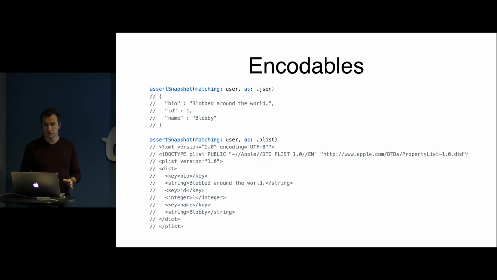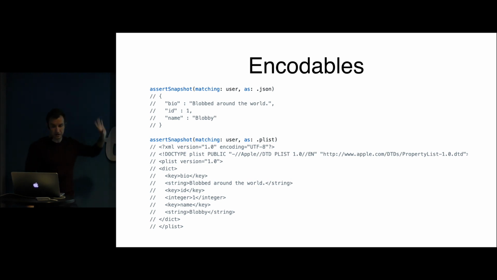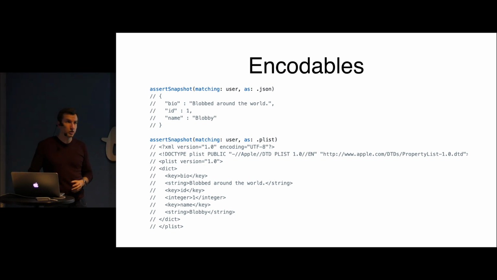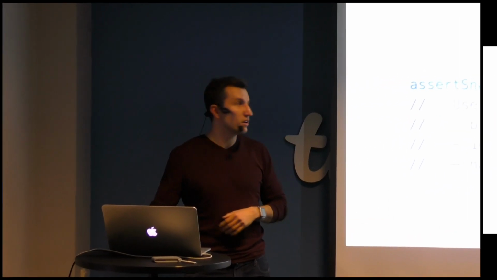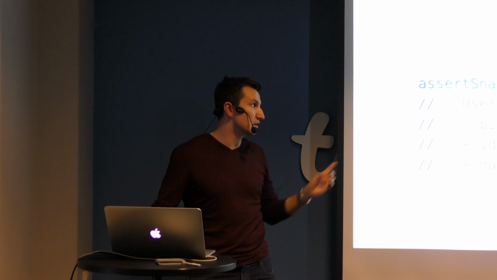Okay, so more things you can snapshot. You can actually snapshot anything. You can snapshot encodables and take snapshots of them as JSON or plists. Super simple, right? You just take any object and implement the Encodable protocol. But it doesn't end there. You can actually dump whatever memory. So you can take a struct and assert a snapshot with the dump strategy. What it's going to do is use the Swift reflection API to get all the properties out and print out all the values, and you're going to see them in a text file later.